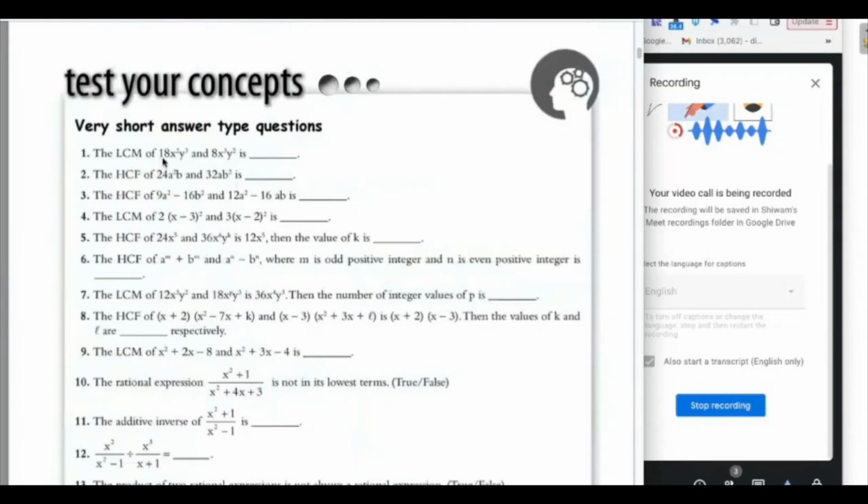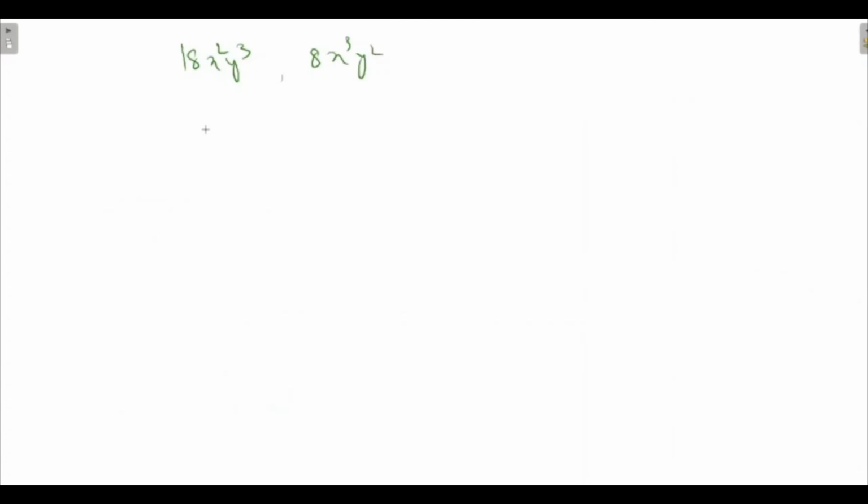Find the LCM of 18x square y square and 8x cube y square. Find LCM of these two. So first of all, I'll have to factorize it. So I'll factorize 18 to 2 into 3 square, and this is x square y cube. This will be 8 is 2 to the power 3 x cube y square.